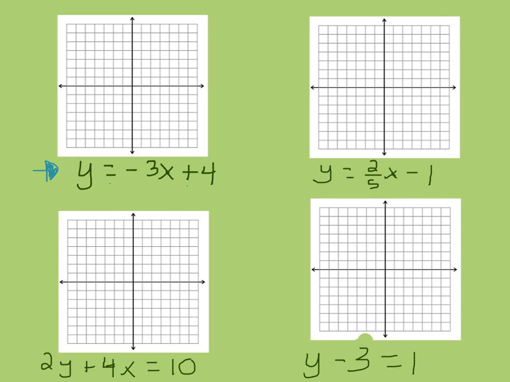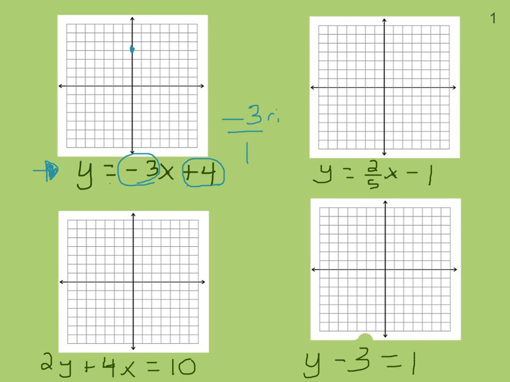So you start with the y-intercept, which is always at the end, and it's 4. So I'm going to plot my 4 on my y-axis. 1, 2, 3, 4. So it goes right there. And then starting at the y-intercept, you do the slope. The slope is what's in front of the x. So my slope is -3/1 because it's a whole number, so it's over 1.